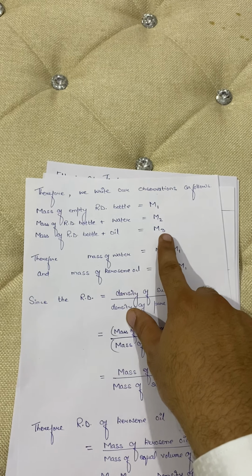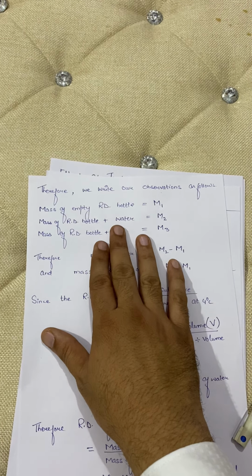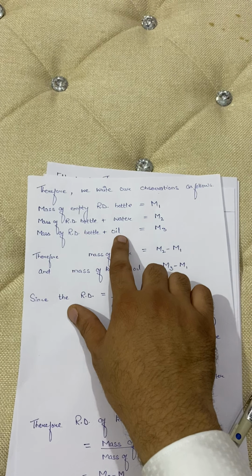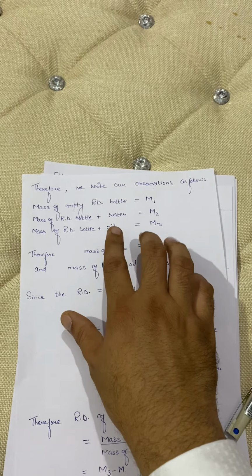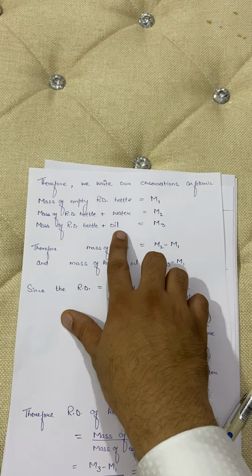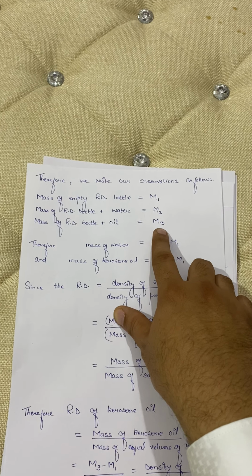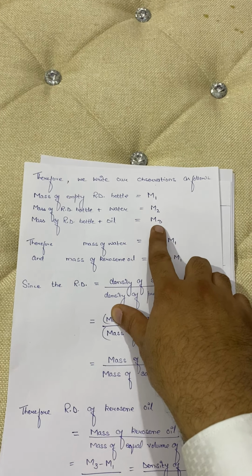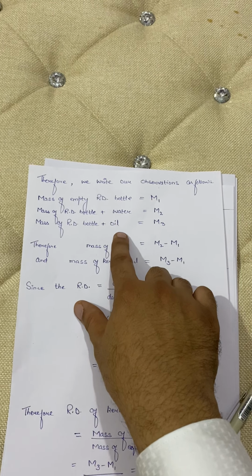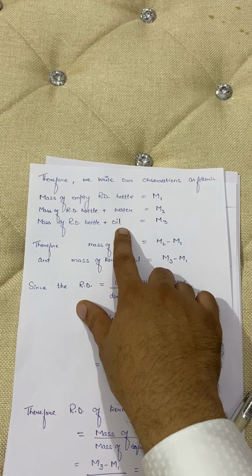Clear? And then when the empty density bottle was completely dried and then filled completely with the unknown liquid, which in our experiment we have taken as kerosene oil, and then weighed again on a physical balance, the new mass recorded was M3. So this M3 is the combined mass of the relative density bottle plus the unknown liquid, which in this case is the oil. Is it clear?